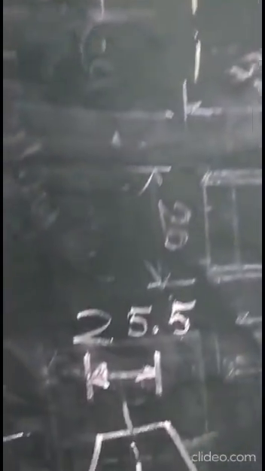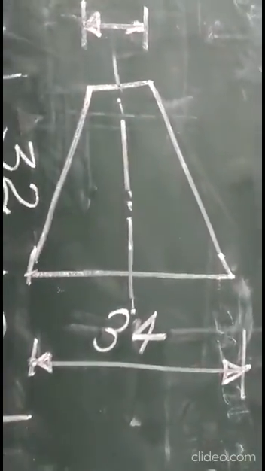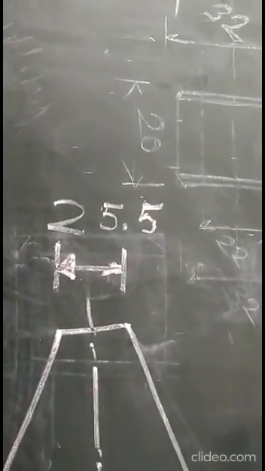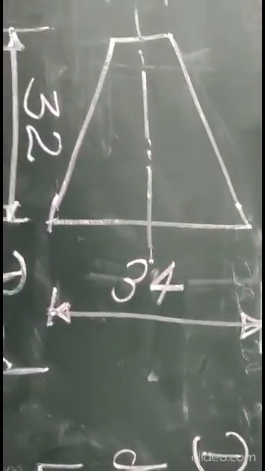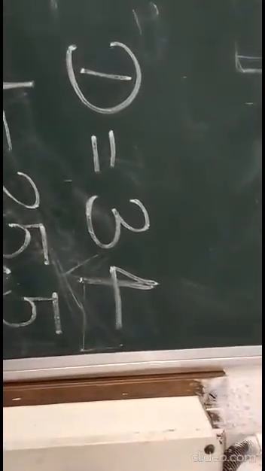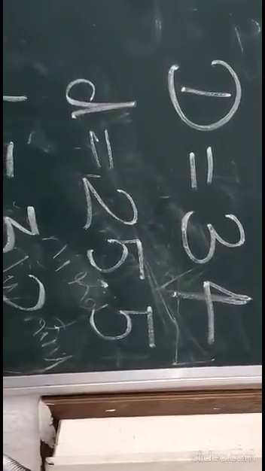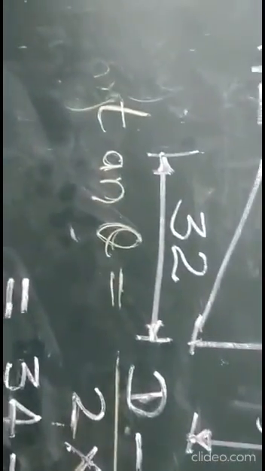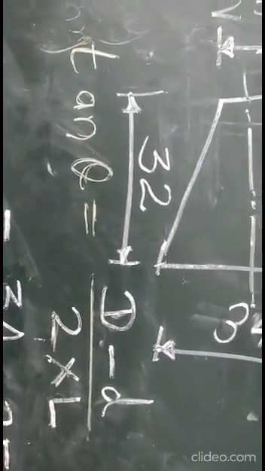So here we make the diagram. Smaller diameter is 25.5, and larger diameter is a 34, and length of taper is 32. So you can see here capital D is 34, small d is 25.5, and length is 32. So there is a formula for calculating taper angle theta.